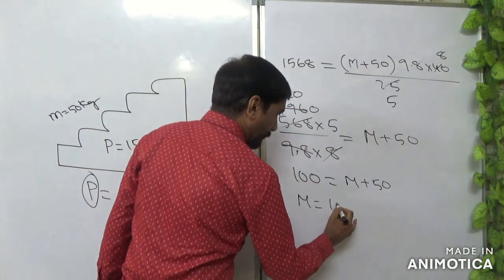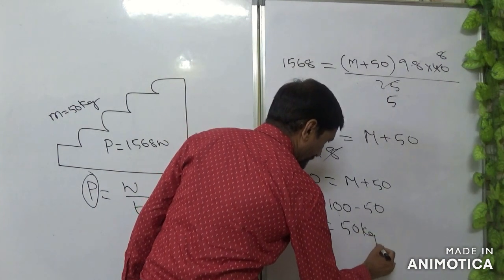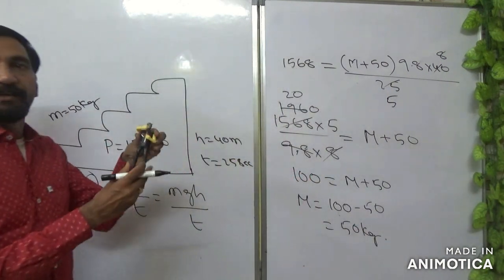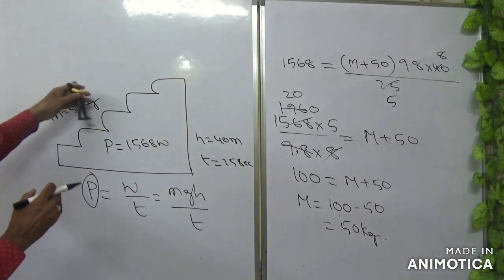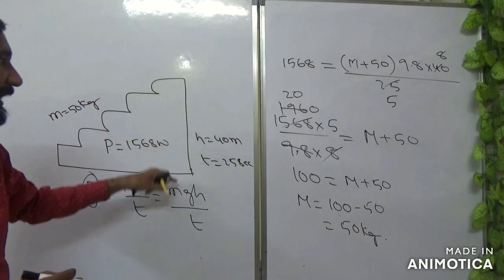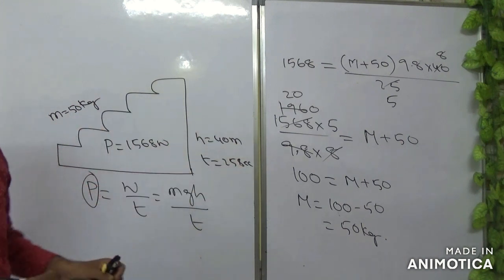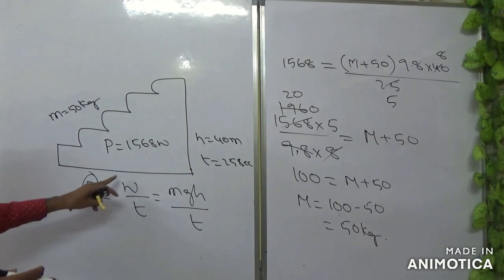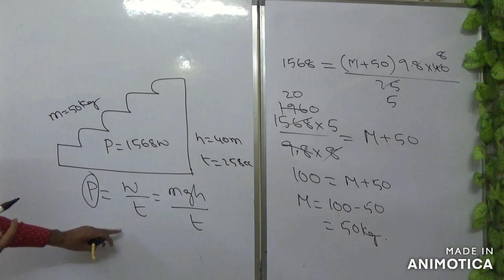So m equal to 100 minus 50 kg. So the mass of this man is 50 kg. Luggage 50. Climbed up a staircase of height 40 meter. In how many seconds? 25 seconds. So power is equal to work done by time taken. Okay?